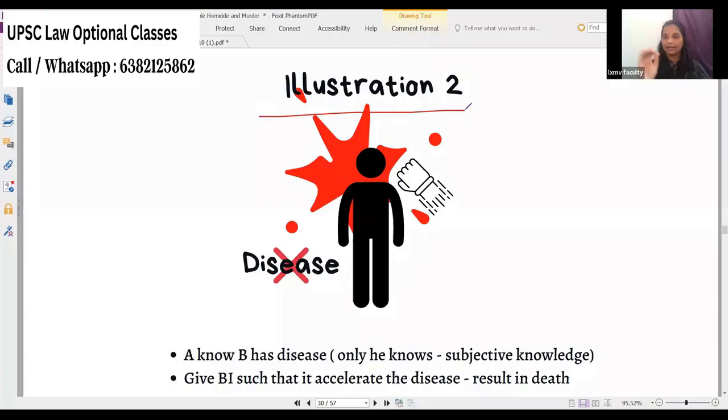Illustration 2 will help you a lot. See, I am the accused. I only know that the person is having a particular disease. If I give a blow to that person, then this disease will accelerate and kill him. So subjectively, to my knowledge, I know that if I give a blow, then this person is going to die. Objectively, everybody doesn't know.